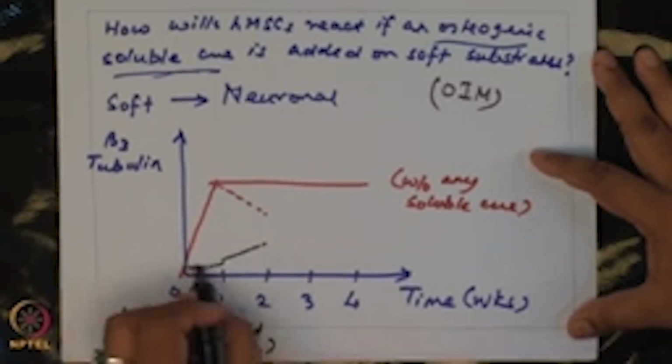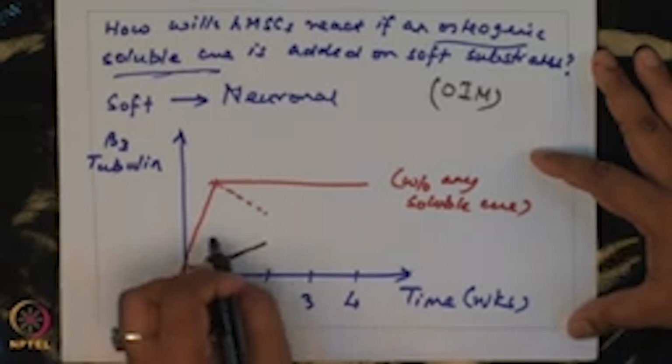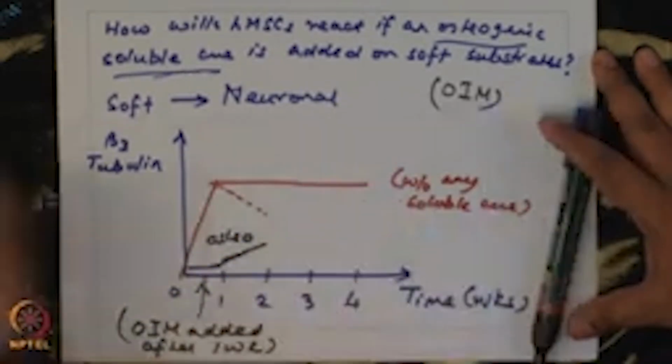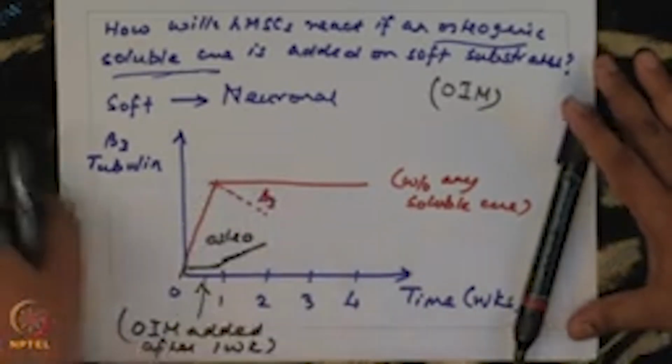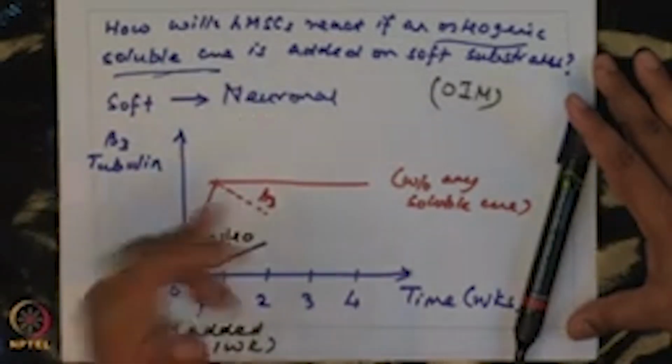So, this was baseline and you have an increase in OIM. This is an osteo signal, and your beta 3 tubulin keeps going down. There is a drop. So, a drop in neuronal marker, an increase in bone marker.